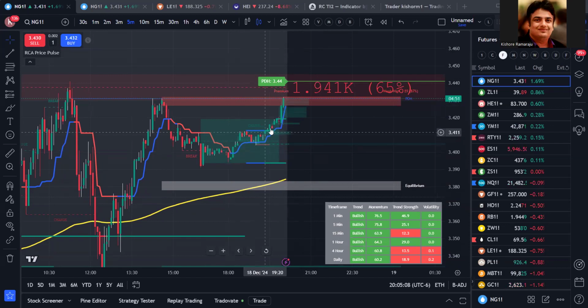Right? As of now, this is blue. So whenever this line turns blue, we can go long. Whenever this line turns red, we can go short. That too, if you are shorting close to a premium zone when the line turns red, your risk is minimal.